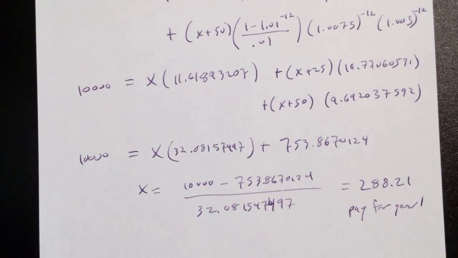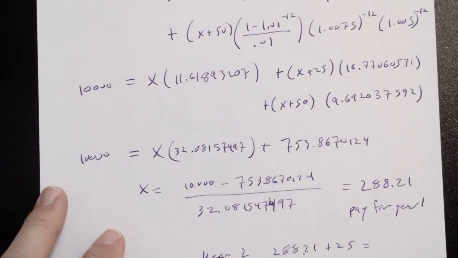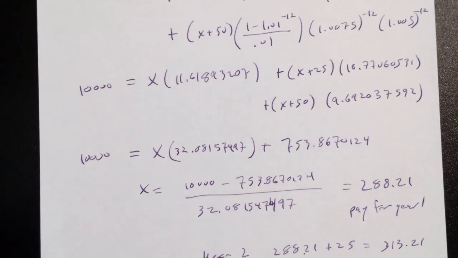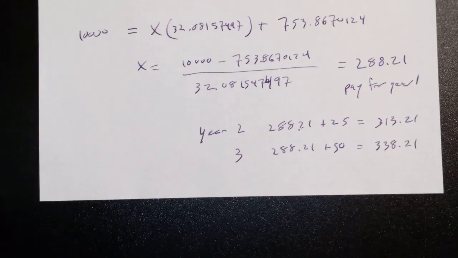And in year 2, we add 25 bucks to this. And in year 3, we add 50. There you go. 313.21 and 338.21. So now I budgeted for the full 3 years.